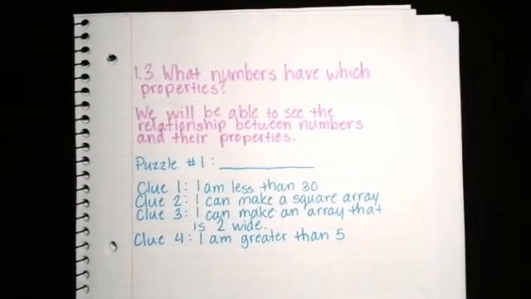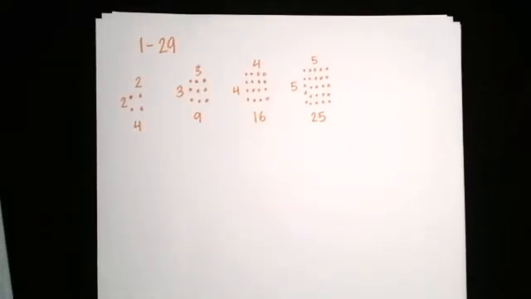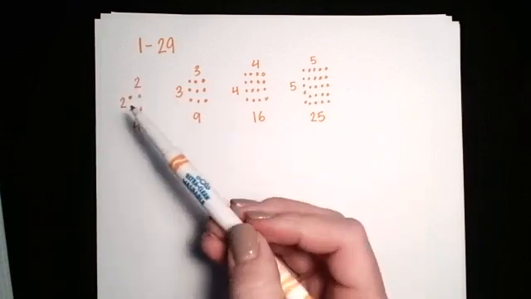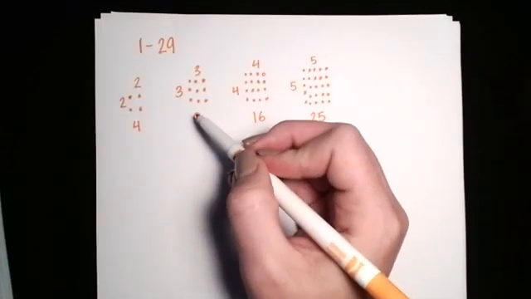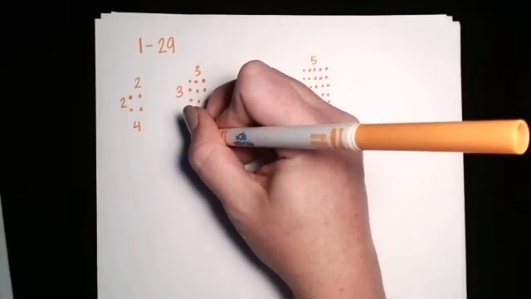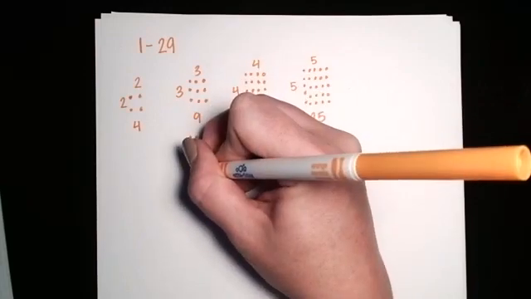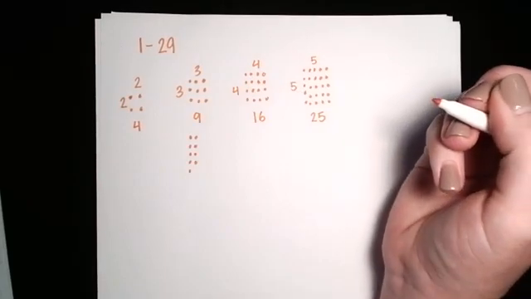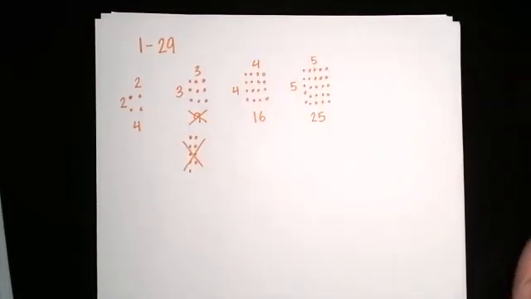Clue number 3, I can make an array that is too wide. Okay, I can make an array that is too wide. Well, I already know that number 4 can make an array that's too wide. I already have it here, 2 and 2. So that's definitely an option. Okay, how about 9? If I made an array that's too wide with 9, I'm not sure if that'll work. 1, 2, 3, 4, 5, 6, 7, 8, 9. That's not an array. That is not equal. So you know what? I cannot do the number 9 in an array that's too wide. It's not going to work.